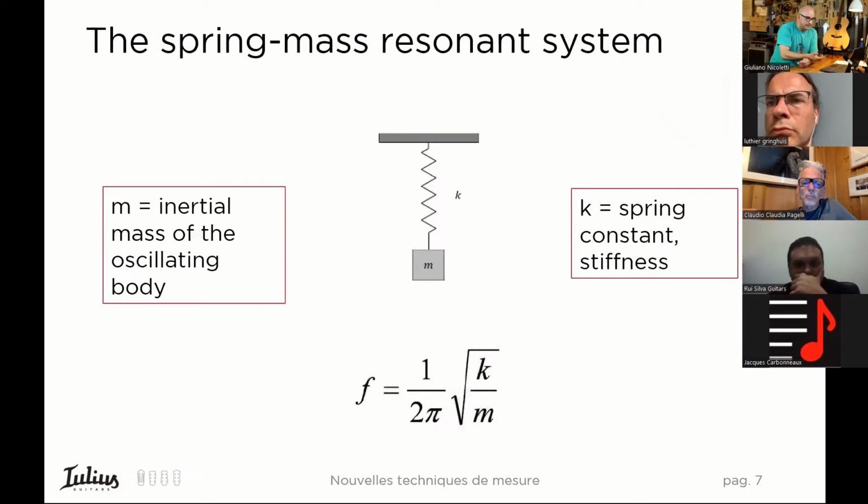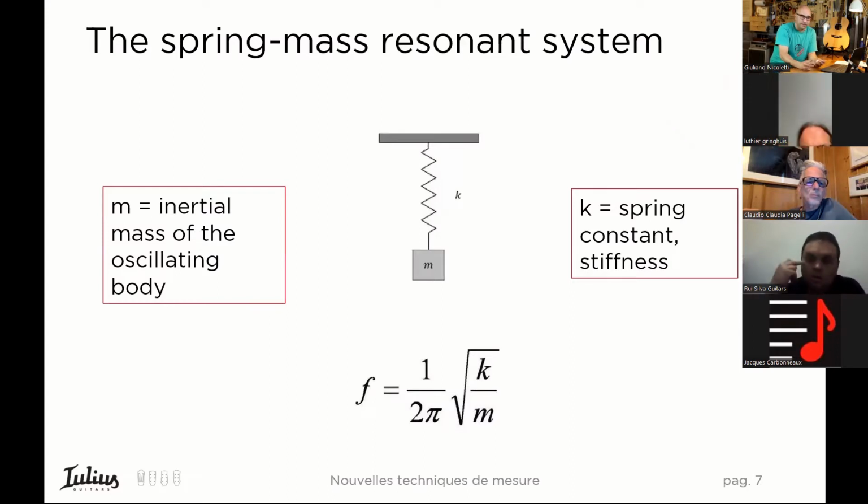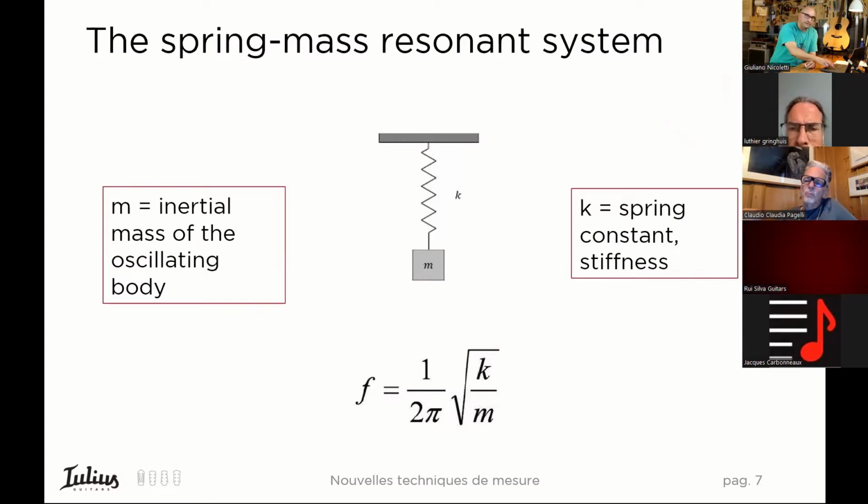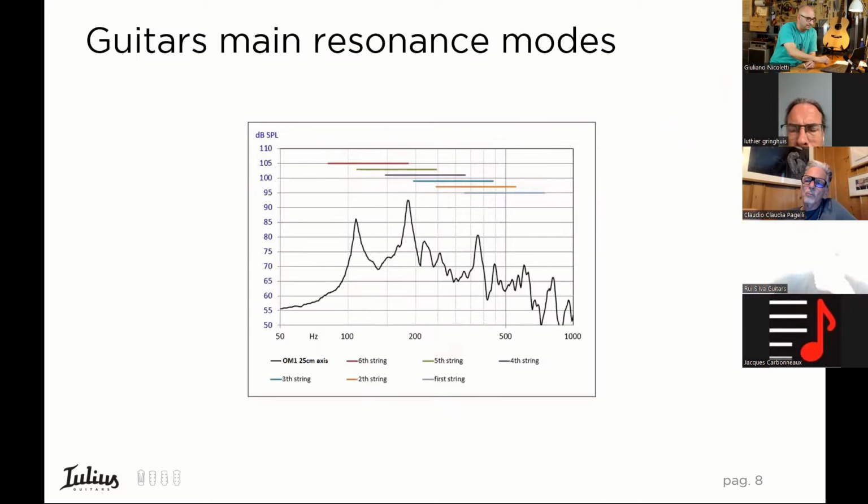The resonance is a quite simple phenomenon. I guess that we are all aware of this. A resonance system is a system with a spring and a mass. And the natural frequency, the oscillating frequency of the system is directly proportional to the compliance of the spring and inversely proportional to the mass. And so the acoustic guitar, in fact, can be considered as a complex set of spring and mass systems.